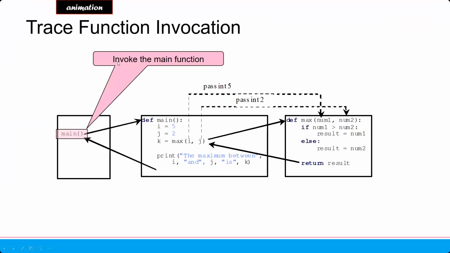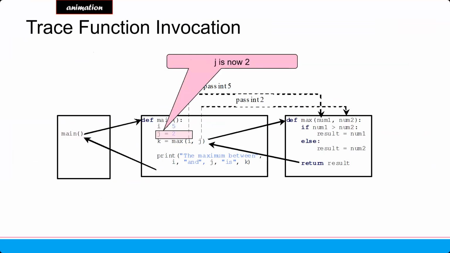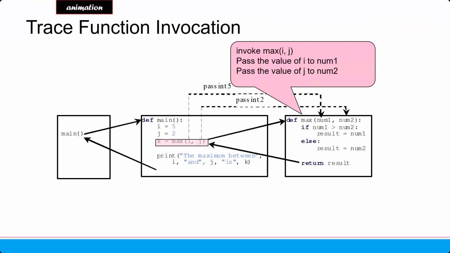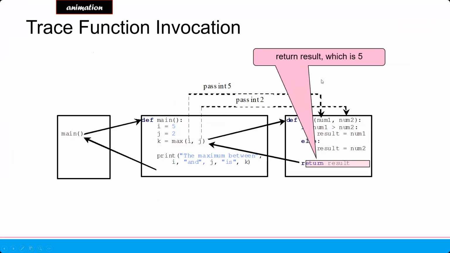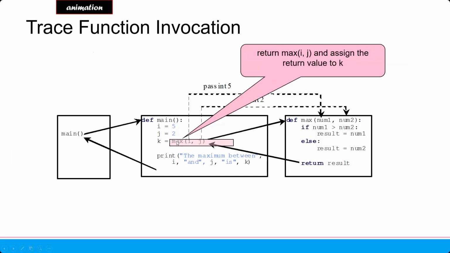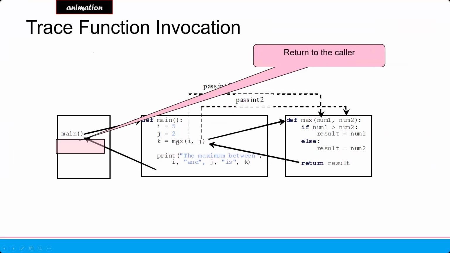Okay, I give you this animation. So the main will be executed. j is now 2. Now invoke or execute max(i, j). Then pass the value of i to num1, and pass the value of j to num2. And then check whether it's true. Okay, this is true, so the result is 5. We return back to k and then print and end. Okay, so that's the step for doing the function.